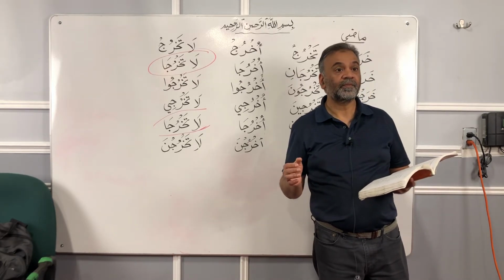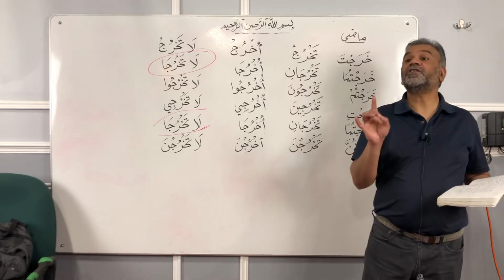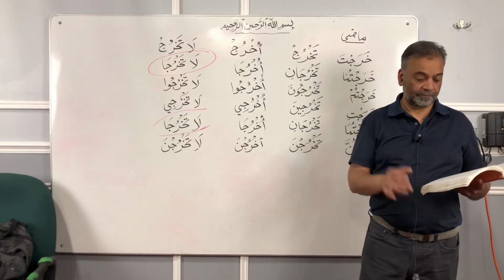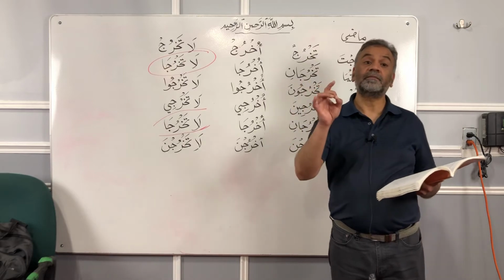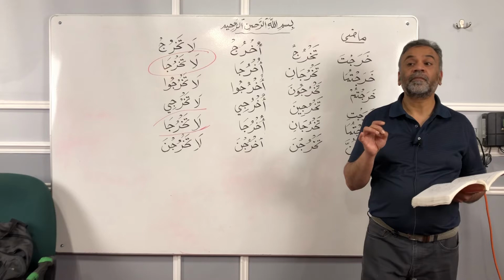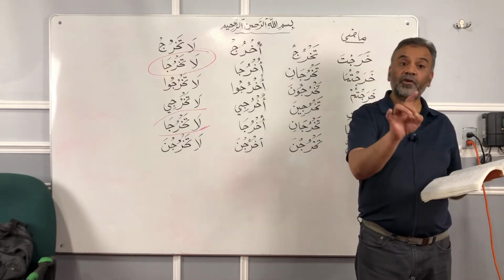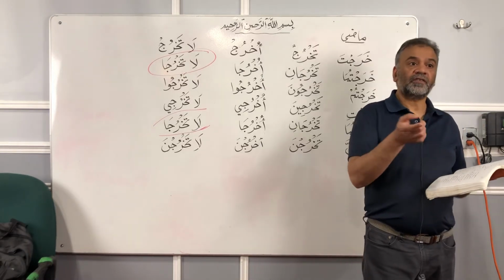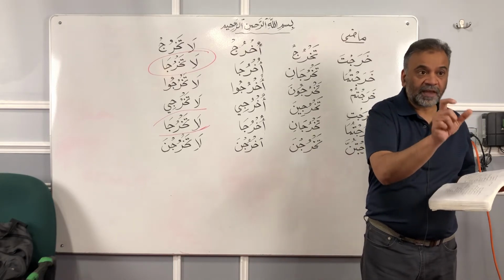Number 2, la tajlis, don't sit, fit tariqi, in the way. Number 3, iftahin nafizata, open the window. Iftah, now we are ordering somebody to do something. Iftahin nafizata. You see, after iftah comes an ism, a noun, and that ism has an al there.